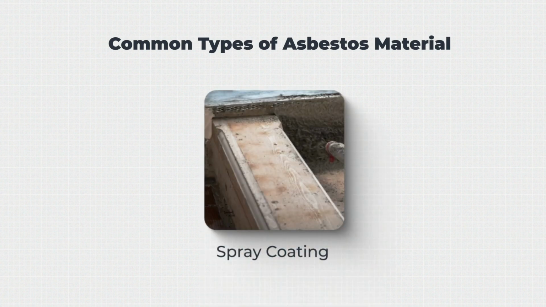Spray coating, sometimes known as limpet asbestos. It was a mixture of cement and asbestos fibres, sprayed directly onto structural beams and girders. This was to fireproof the interiors of buildings and also had the effect of soundproofing.